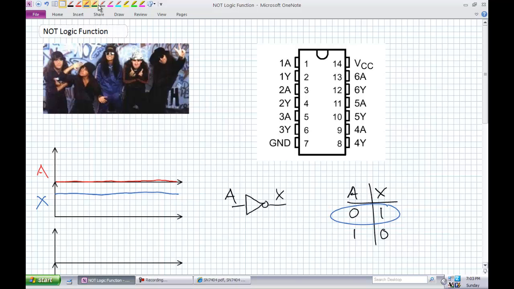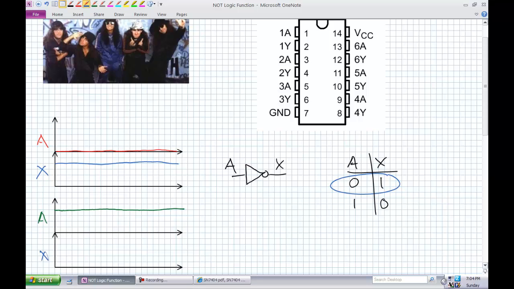Let's do the opposite. What if A was a 1? What would our truth table for X look like? Opposite of 1 is a 0. It would be a 0. Okay, do you see what I'm doing here? We've taken our truth table and put it in timing diagram format. And what's really cool about the NOT gate, just like gravity, it goes to work every single day. As long as it's on, it's inverting the input.